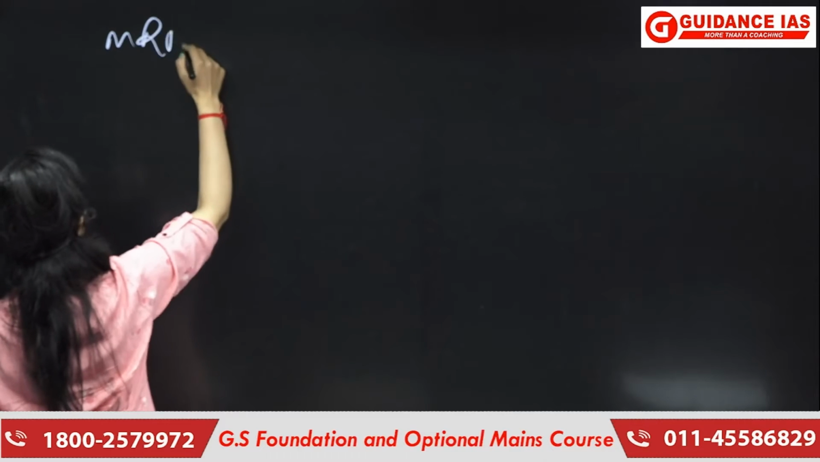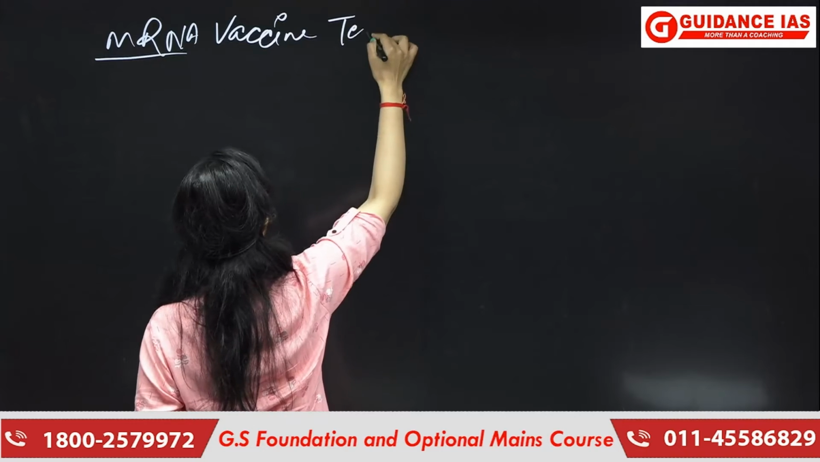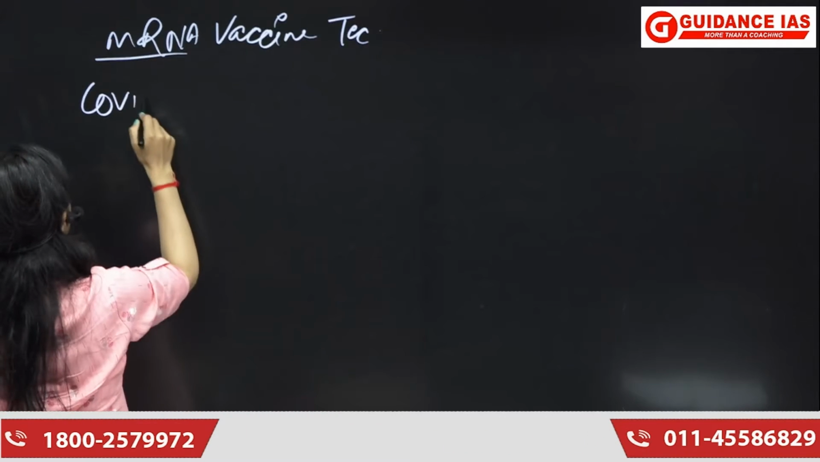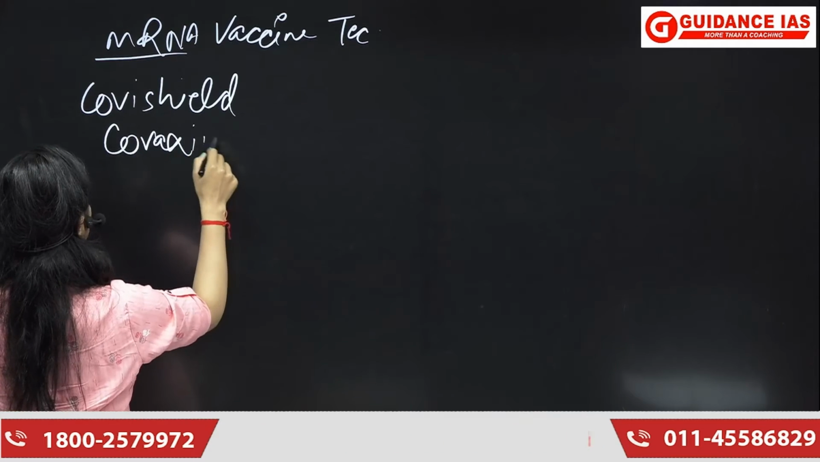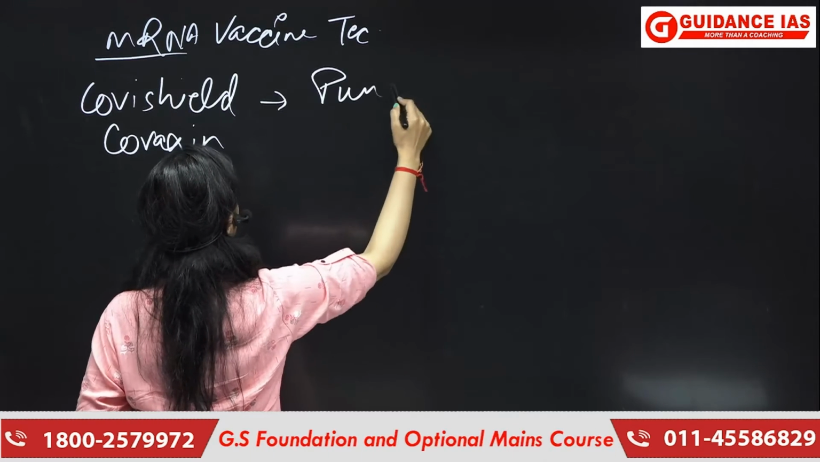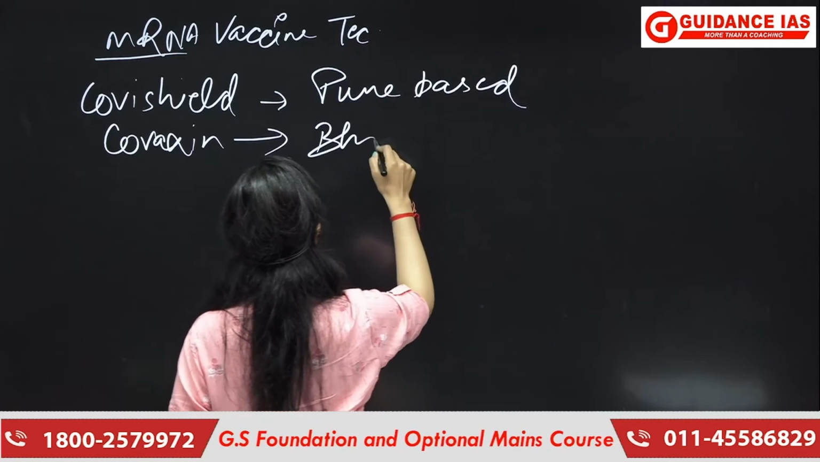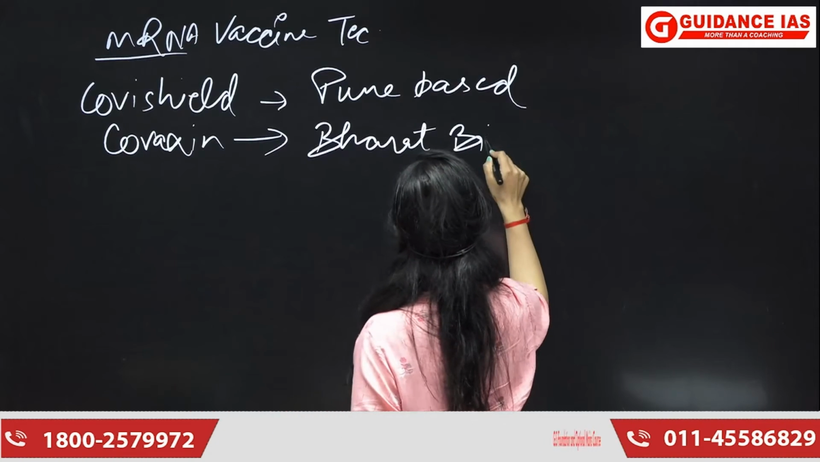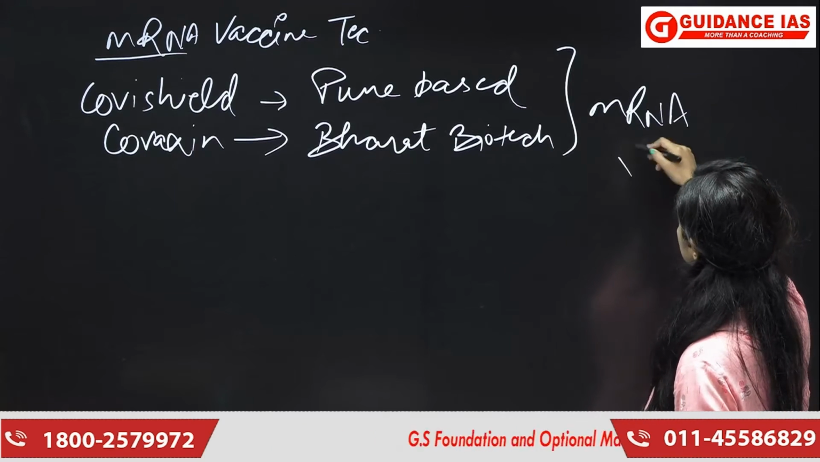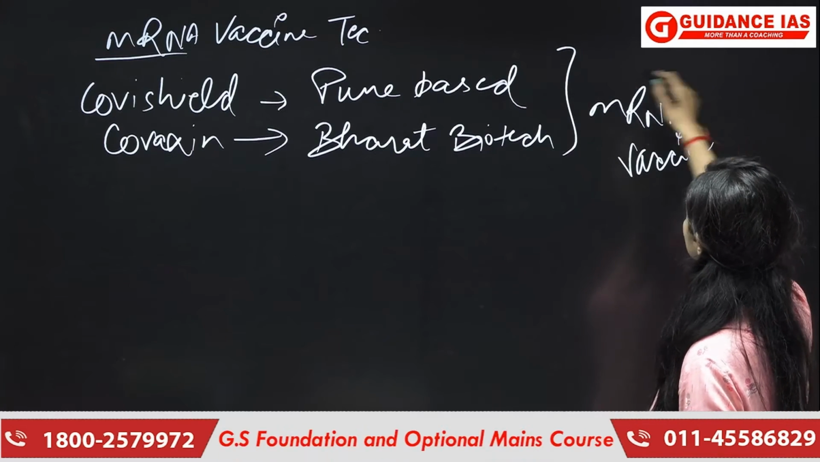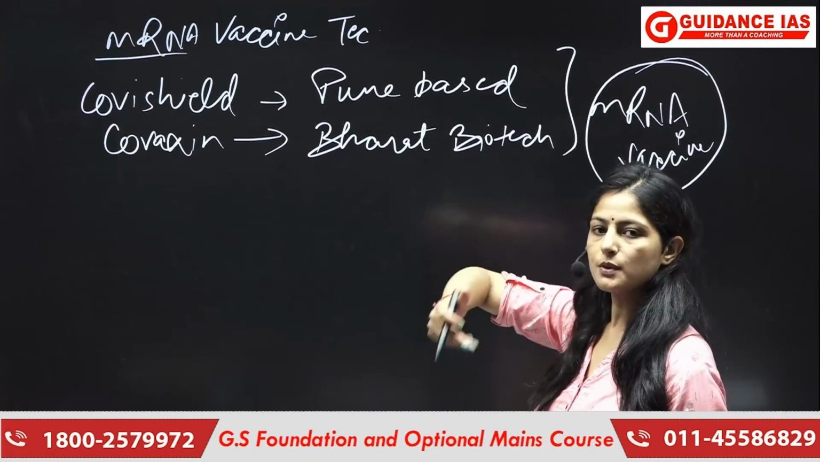mRNA vaccine technology. You all must have heard of Covishield and Covaxin. This was produced by a Pune-based company and this was by Bharat Biotech. ठीक है, कोविड के टाइम में we all must have heard of these two. But what is mRNA vaccine? What is this new type of vaccine basically? What is the exact procedure of it and how do we make it? What is the process of making it?